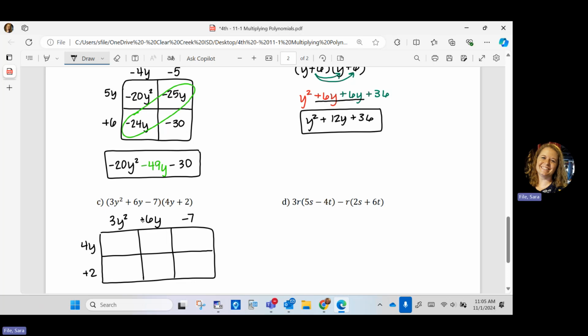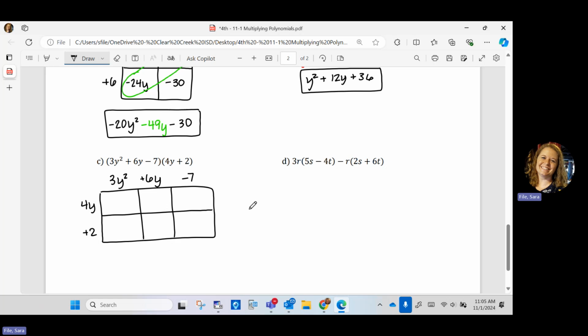Okay, and now I'm going to do my multiplying. So 3 times 4 is 12, and y times y squared is y cubed. Okay, 4y times 6y, that's 24y squared. And then negative 7 times 4y is negative 28y. Then 3y squared times 2 is 6y squared. 6y times 2 is 12y squared. Or I'm sorry, just 12y. And negative 7 times 2 is negative 14.